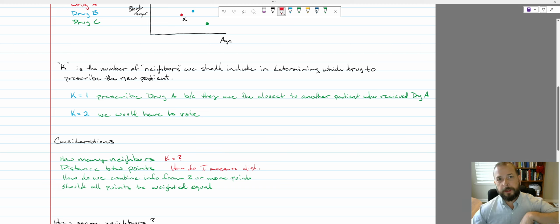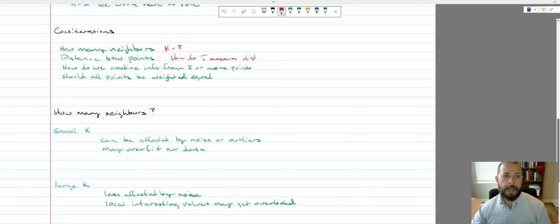And then for anything that is higher than K equals 1, how am I going to combine that information from two or more points? In other words, should all my points be weighted equally? Should some points be weighted more than others? There are a lot of considerations to this combination. So first of all, let's look at how many neighbors.